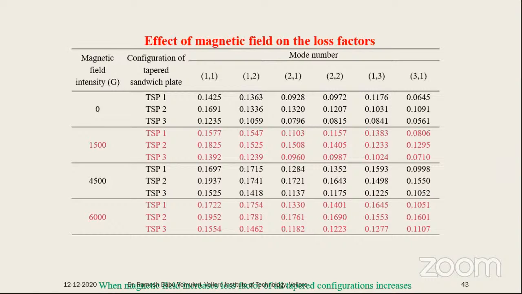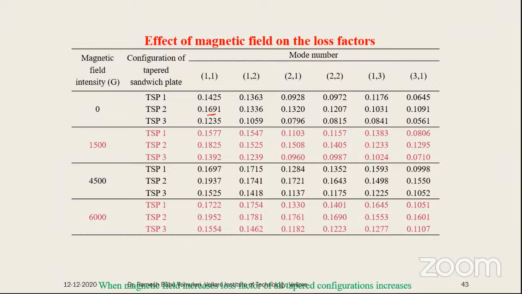Here we can observe where there are lower natural frequencies, obviously there is more damping occurring, here with the TSP2. So that's how we can see the loss factor value. Loss factor is also increasing by increasing the magnetic field. That means the damping characteristics of this structure are also improving a lot by increasing the magnetic field. Again, there is a configuration variation. All three tapered configurations, TSP1, TSP2, TSP3, have the same size and the same type of MRE.